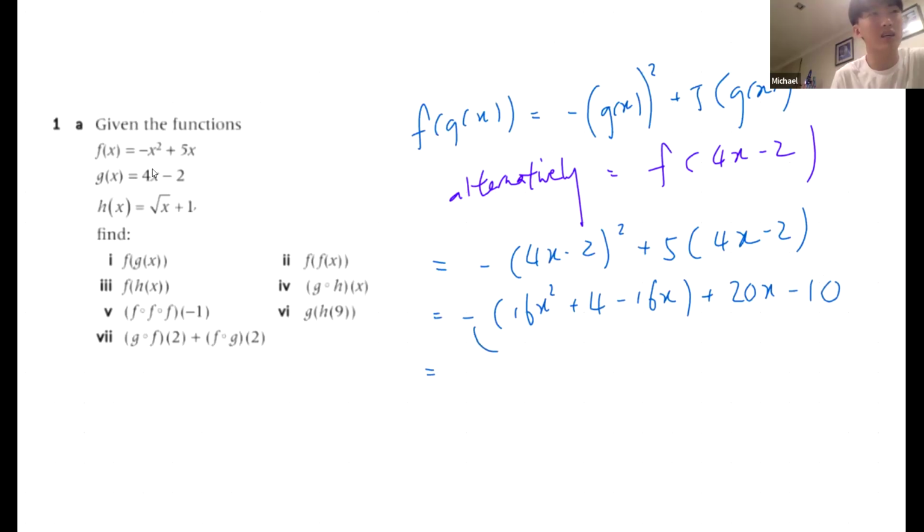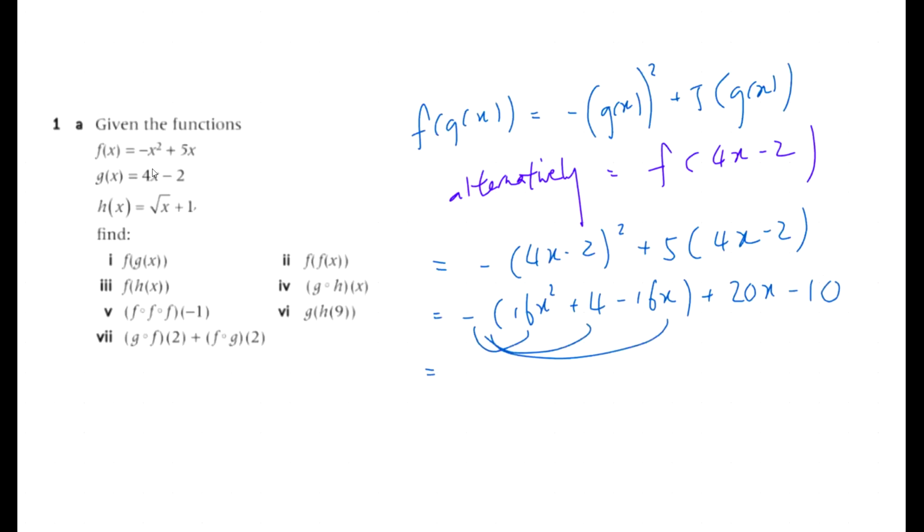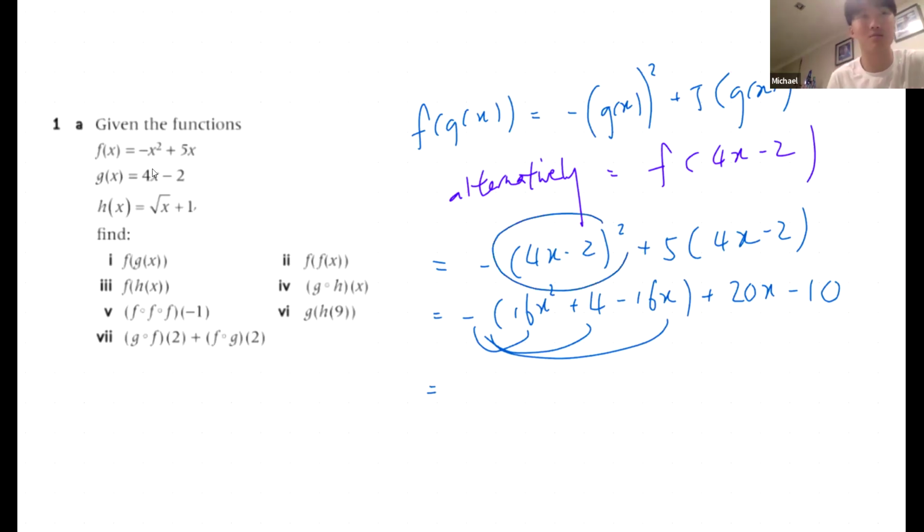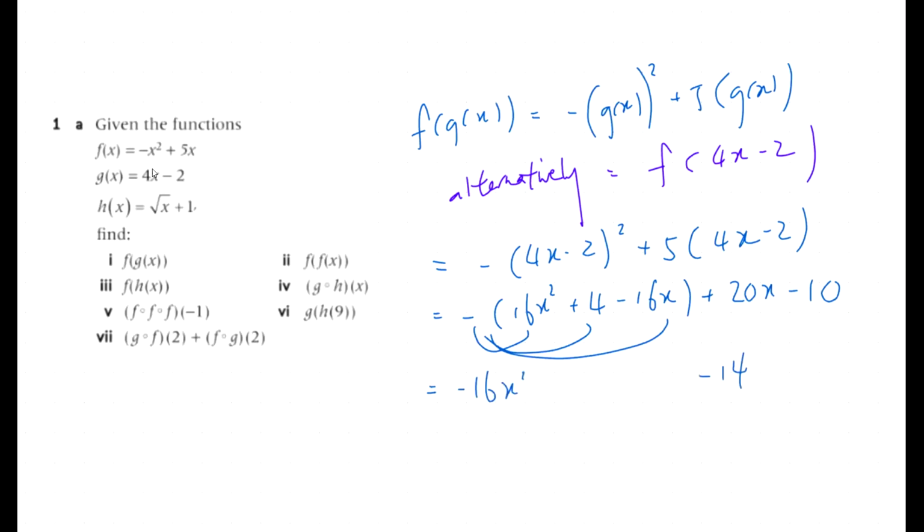Hannah, did you do that? No. Okay, then your answer might be wrong at this step. Because this negative sign comes after all of this, after the square. You can't do all of them at the same time. So negative 16x squared minus 4. So minus 4 minus 10, that's minus 14 straight away, right? Mm-hmm. Minus 16x plus 20x, plus 36x... that is, plus 4x.